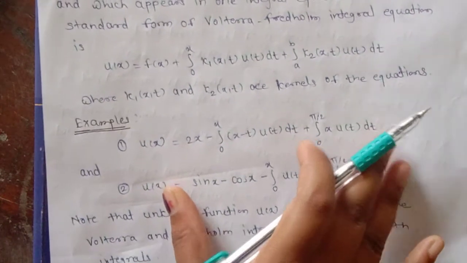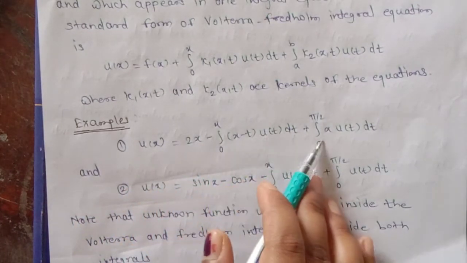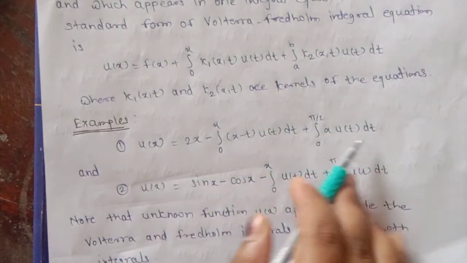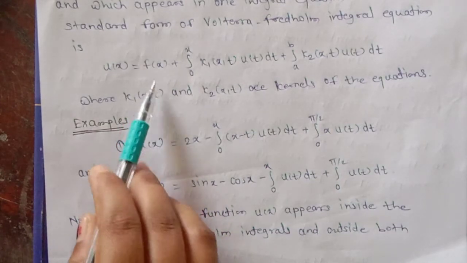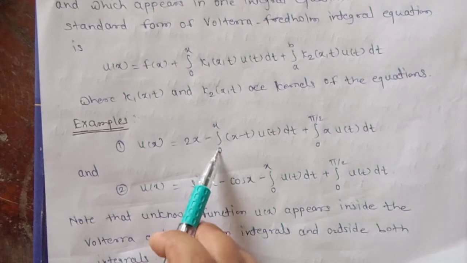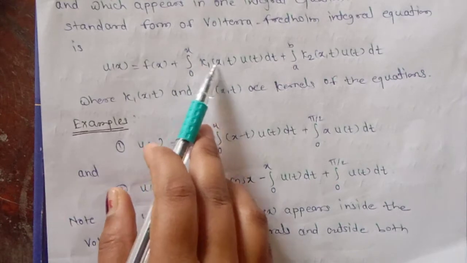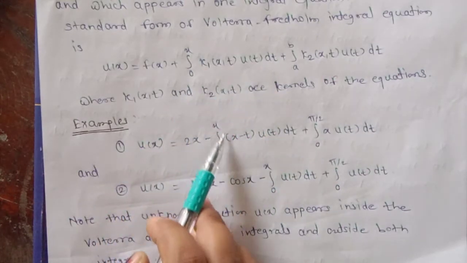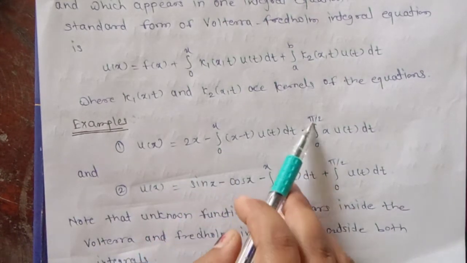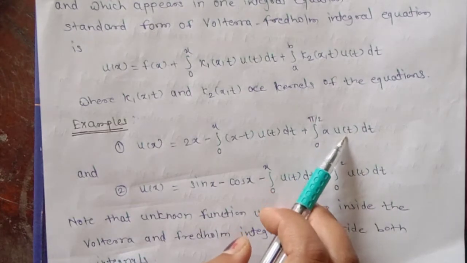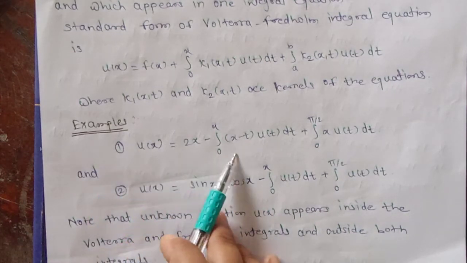Now the examples: u of x is equal to 2x minus integration 0 to x of x minus t, u of t dt, plus integral 0 to pi by 2 of x u of t dt. Now look at here, u of x is already given. Here the function 2x is nothing but your f of x, minus integral 0 to x of x minus t, u of t dt. This is of Volterra form, k1 of x t u of t dt. Look at the limits of the integration, one is x and the other is 0. And the next is plus the integral 0 to pi by 2. This is of the Fredholm integral equation form; 0 to pi by 2 are nothing but the constant limits. So this is your Volterra-Fredholm integral equation.